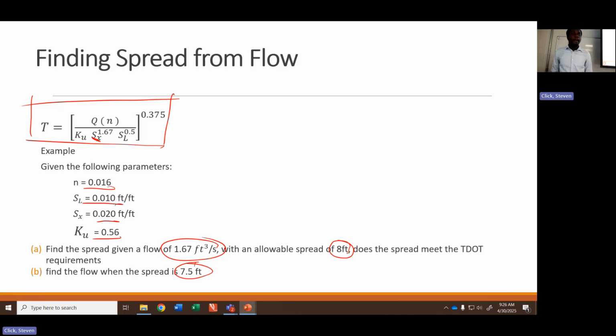Any answers for the A? 8.8. I don't know how many digits. And a B. Yeah, it's got 8.8. How about the B side?